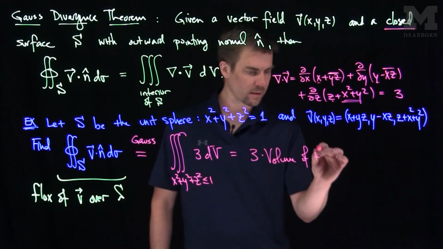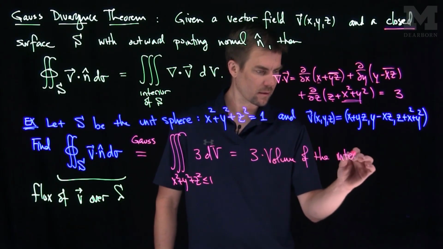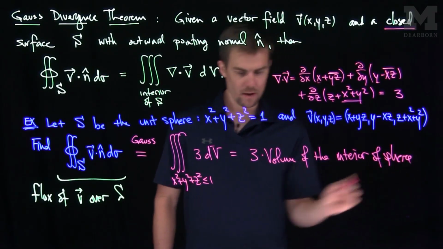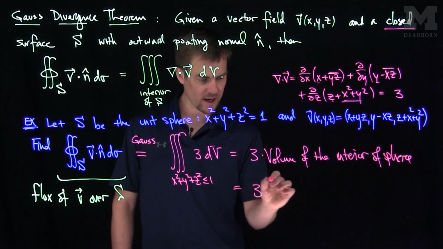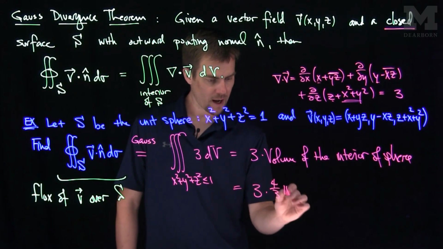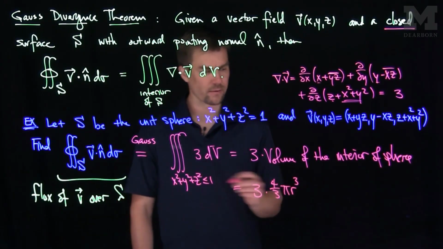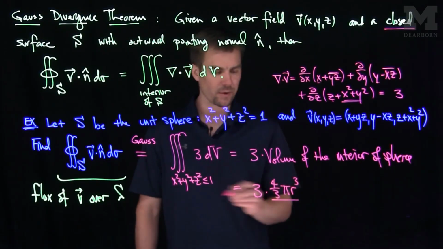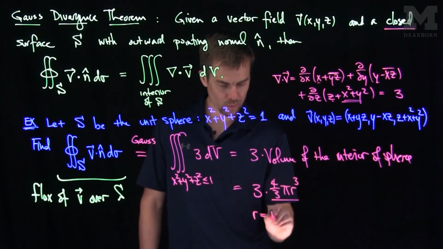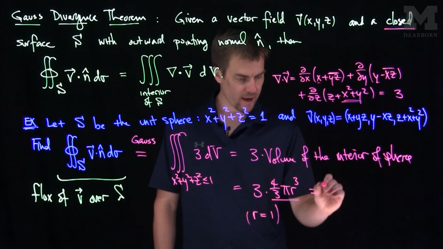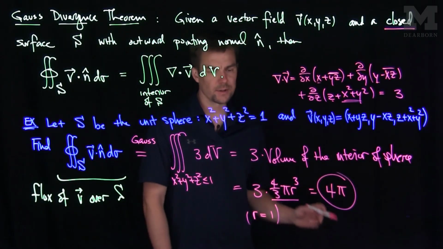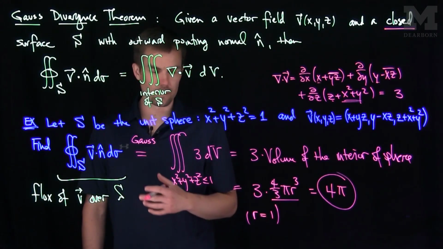of the interior of the sphere. And so what this will be is 3 times 4/3 pi r cubed. That's the formula for the volume of a sphere of radius r. But of course here we're on the unit sphere, so r is equal to 1. And so we're just going to have 4 times pi. And that is our flux of this vector field over the surface.